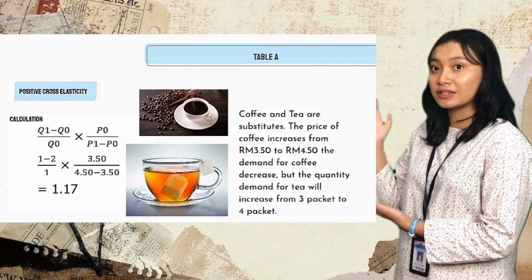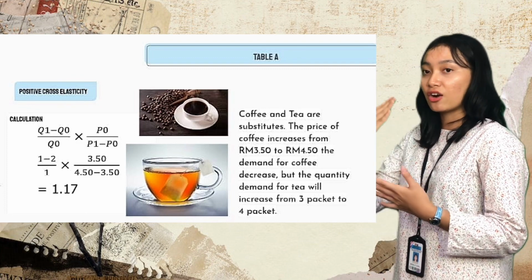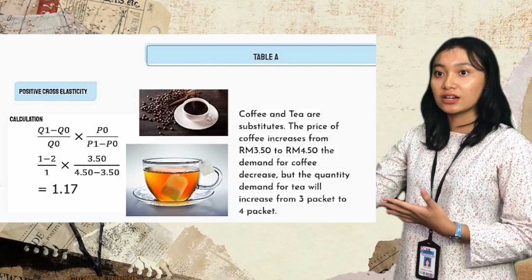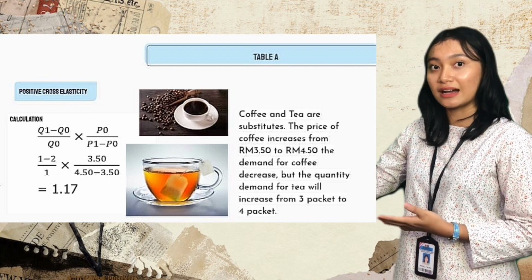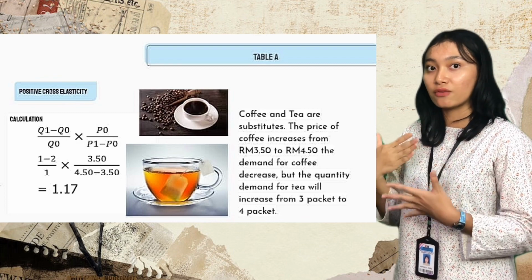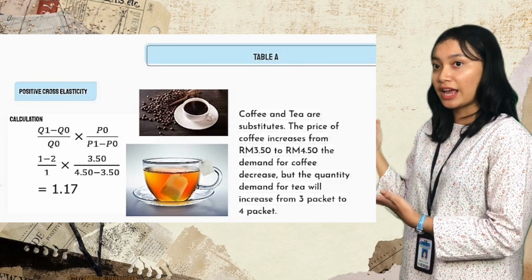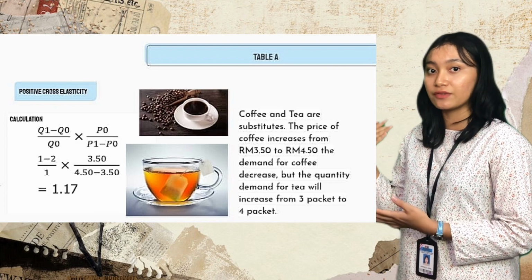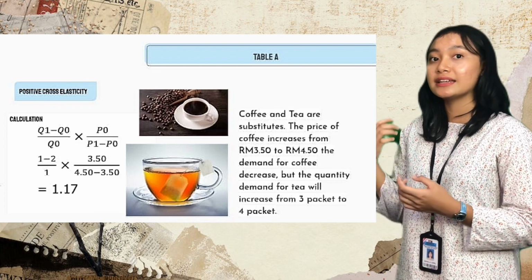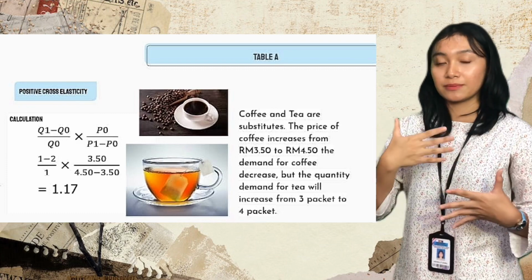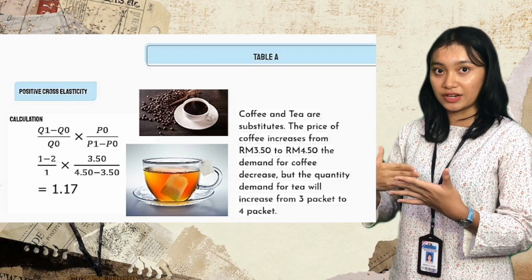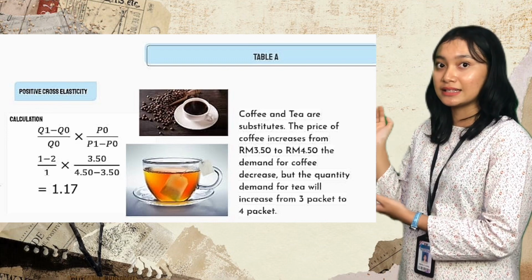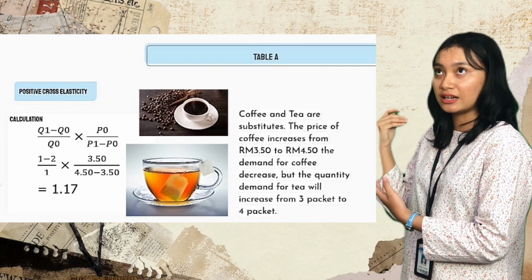If we get a positive cross elasticity, it means coffee and tea are substitute goods. Substitute goods means if the coffee price is increased, they will replace coffee with tea. From table A, coffee and tea are substitutes. The price of coffee increased from 3 ringgit 50 cent to 4 ringgit 50 cent, and the demand for coffee decreased because the price is up. They will replace it with tea. That's why from the table we can see the quantity demanded of tea is increased.